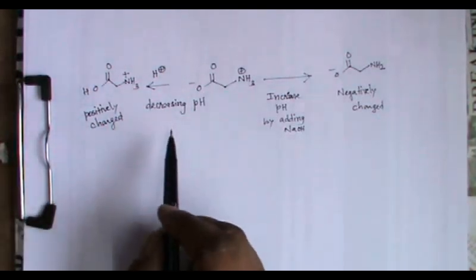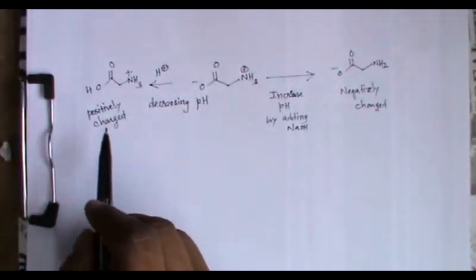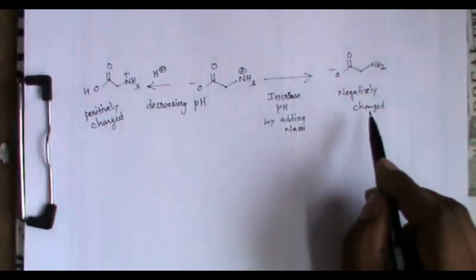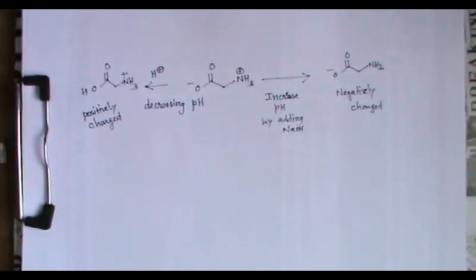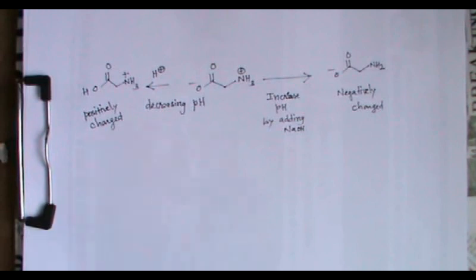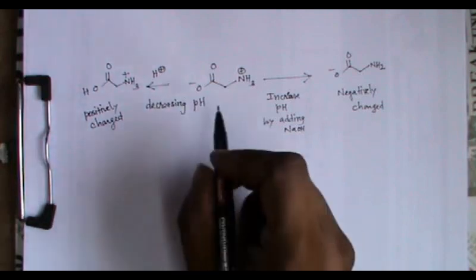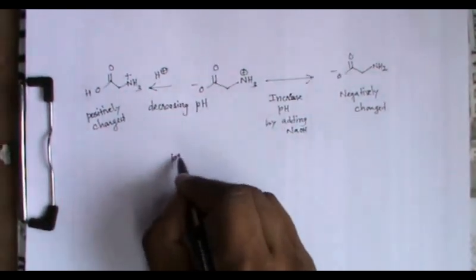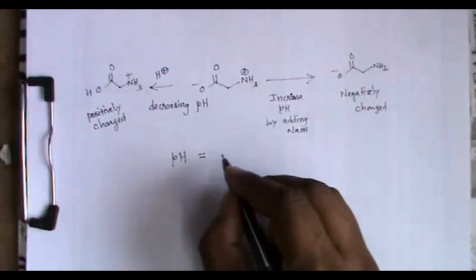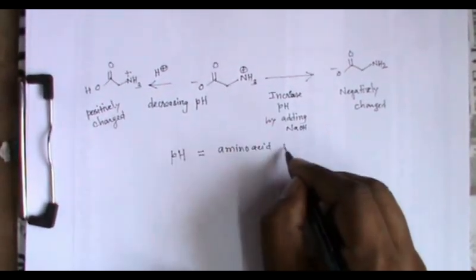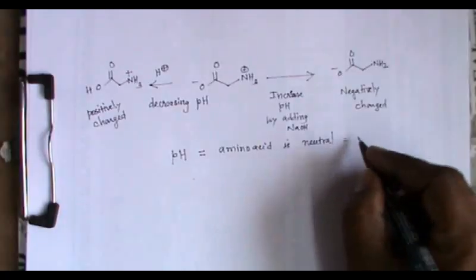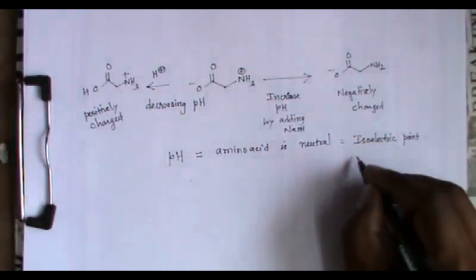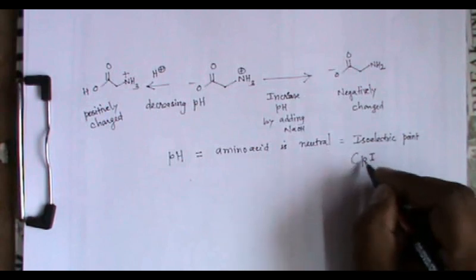At lower pH, the zwitterion becomes a positively charged species. At higher pH, it becomes negatively charged. So there should be a certain pH at which it is neutral. There should not be any positive charge or negative charge. In other words, the pH at which it exists in the zwitterionic form is nothing but the isoelectric point. The pH at which the amino acid is neutral is referred to as the isoelectric point. It is represented as pI, small p and capital I.